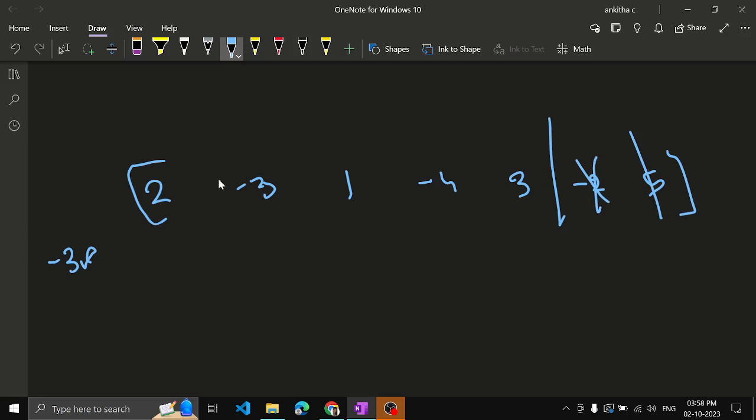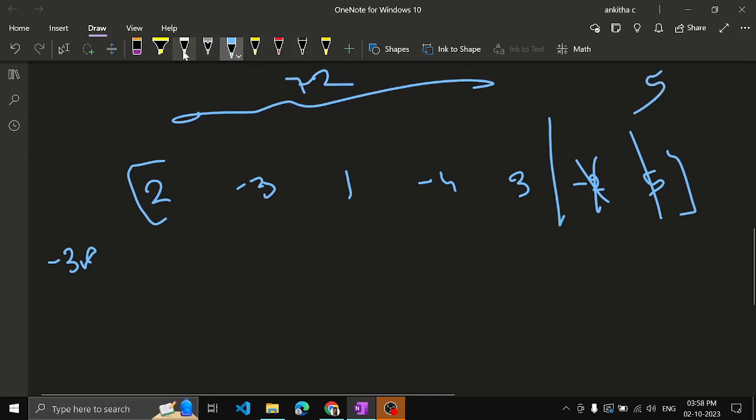2 into minus 3, minus into minus, it will be plus; 6 into 1, then 4 is 24, 24 into 3 gives you 72. So in this case it was 72. Here it is 5. So the maximum is 72. Now we have excluded minus 2.